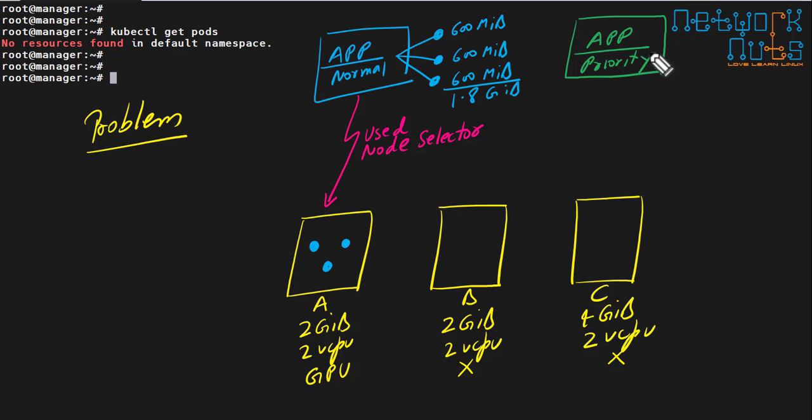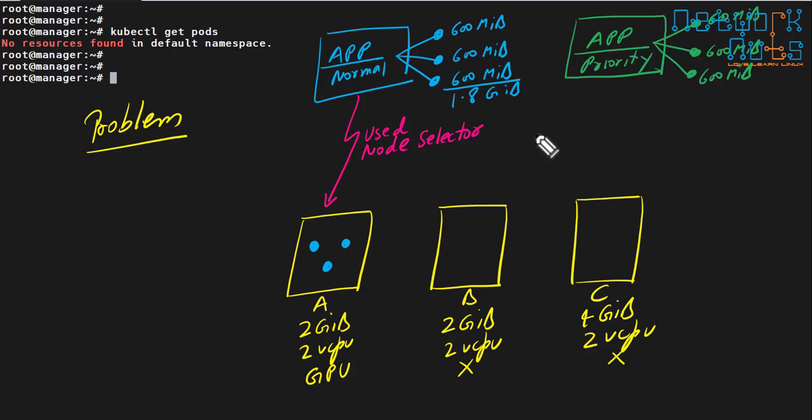This application is also running 3 pods and it is also running in the same quality of service. So this is also asking for 600 MB RAM each. 600 MB here, 600 MB here, and 600 MB here, right? And this also intends to run on node A because of the GPU thing. Both are the same application.